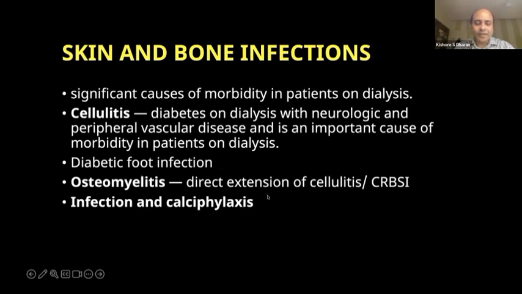Osteomyelitis can also happen in these patients from hematogenous spread or a catheter-related bacterial infection. All of us are aware of calciphylaxis, where there is arteriolar occlusion causing extensive necrosis of the skin tissues. Calciphylaxis can be secondarily infected and again can cause significant morbidity in these patients.